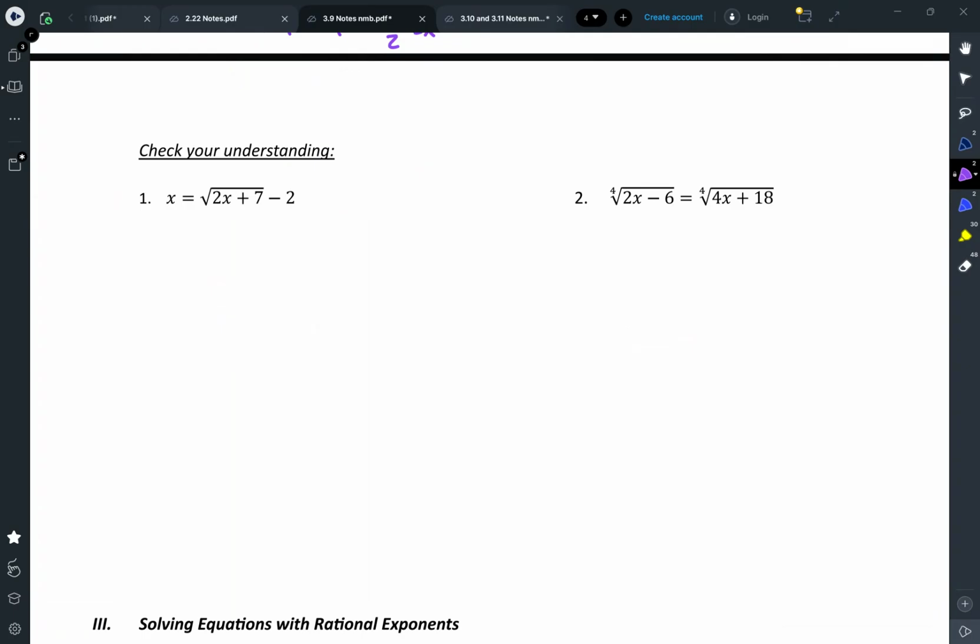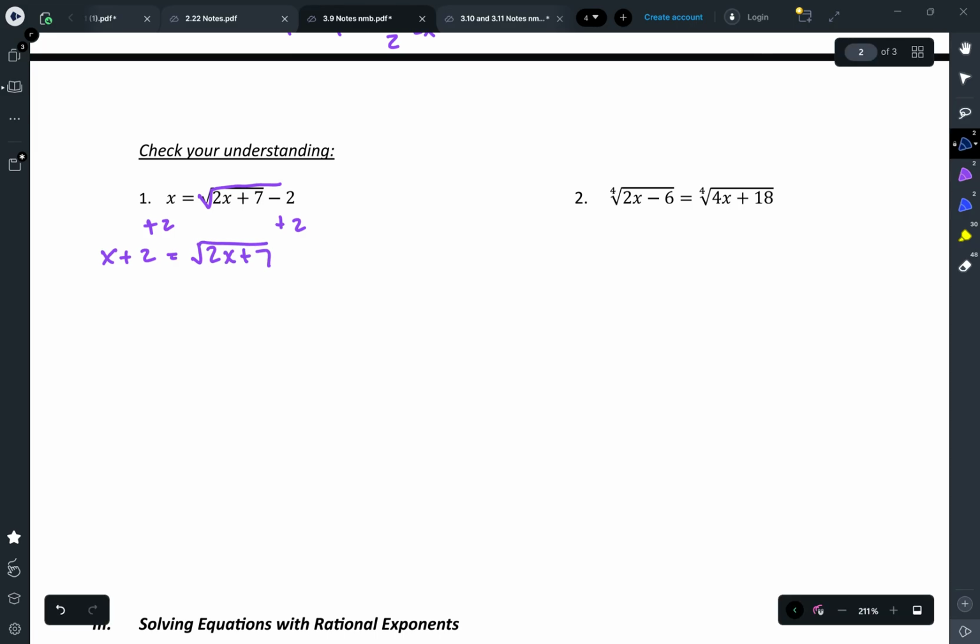So number 1, I can see my square root is kind of here, and I have a minus 2 on the same side. So I'm going to start out by adding 2 on both sides so that I have x plus 2 equals the square root of the quantity 2x plus 7. So at this point, my square root is by itself. It's around both the 2x and the 7, so to get rid of it, I would square both sides.